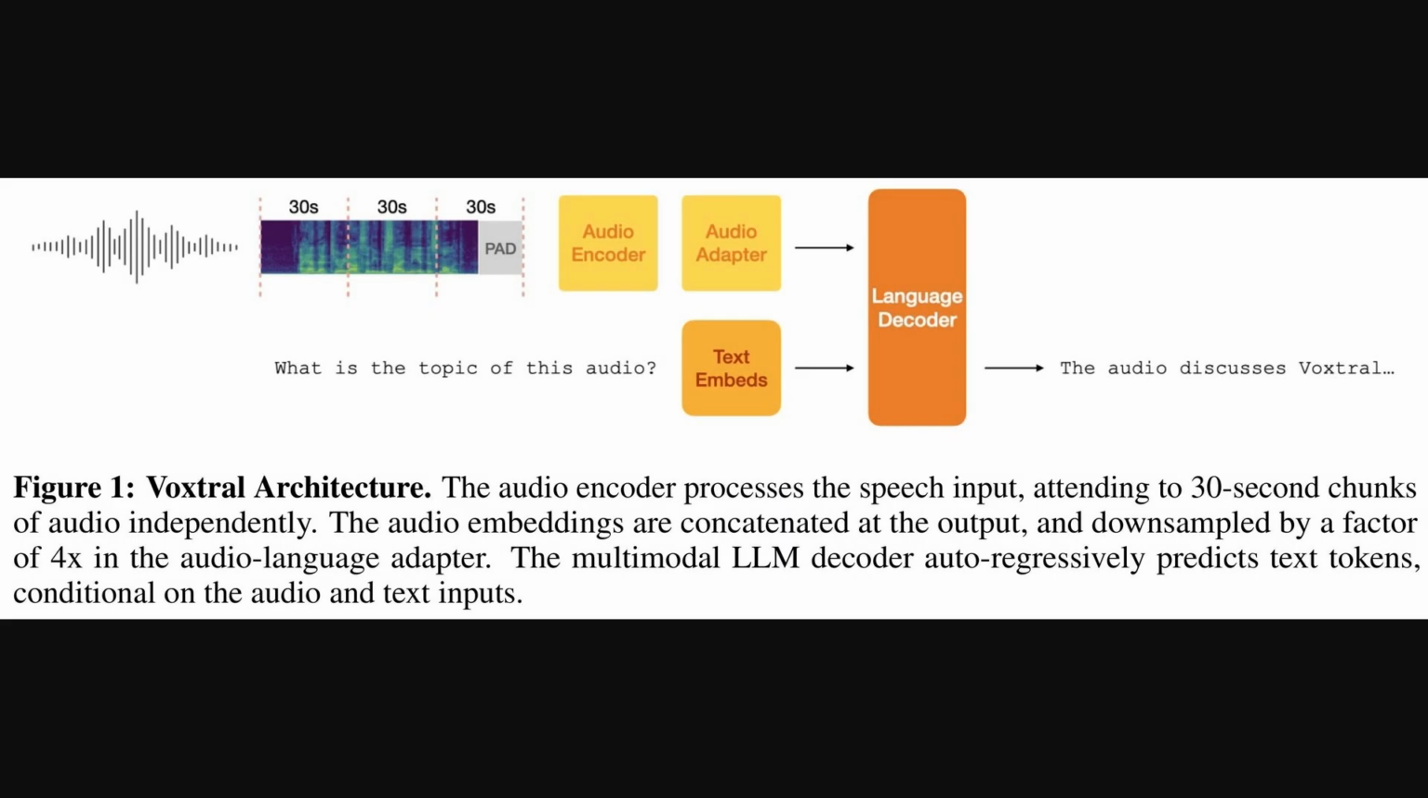Alright, so how do these models actually work? This diagram shows the Voxtral architecture. It starts by taking an audio waveform and breaking it into 30-second chunks. These chunks are converted into a log-mel spectrogram, which is just a visual map of the sound's frequencies. An audio encoder processes this map, then an adapter downsamples, or compresses, the audio data. This compression is key to handling long audio files. Finally, both the processed audio and a text prompt go into a language decoder, which generates the final text response.